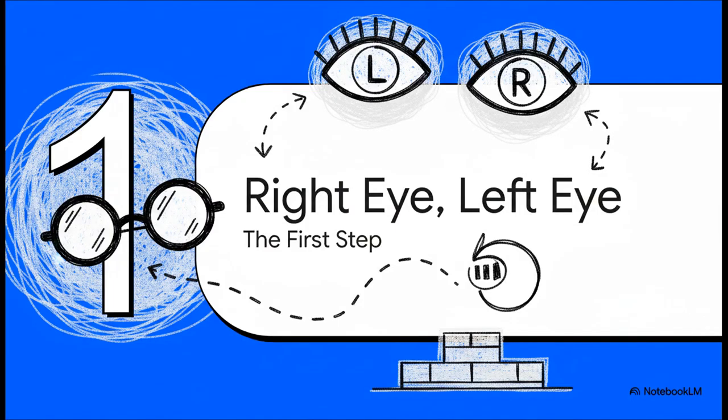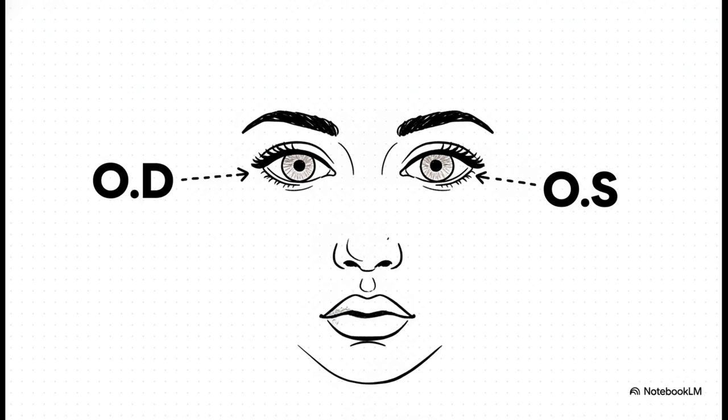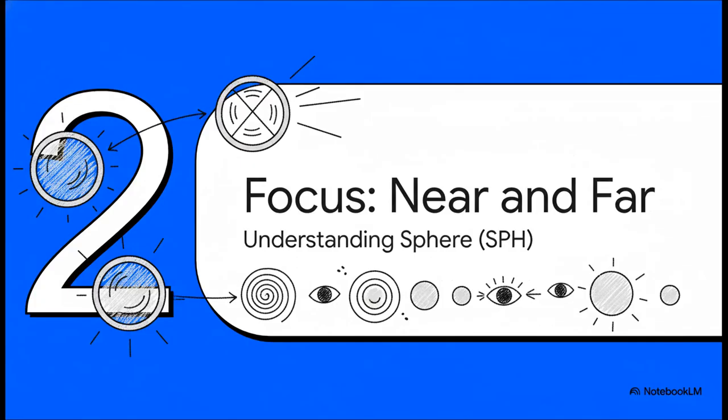Okay, let's start with the absolute basics. The very first thing you'll notice on your prescription is how it separates the numbers for each eye. This is the easiest part, but it's the foundation for everything else. You're going to see these two abbreviations, OD and OS. They sound kind of fancy because they're Latin, but you don't need to remember that. Just remember this. OD, oculus dexter, is your right eye, and OS, oculus sinister, is your left eye. That's it. Every number from here on out will fall under one of those two columns. Simple.